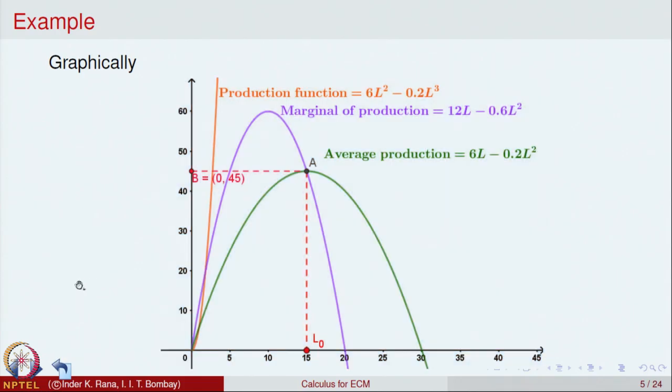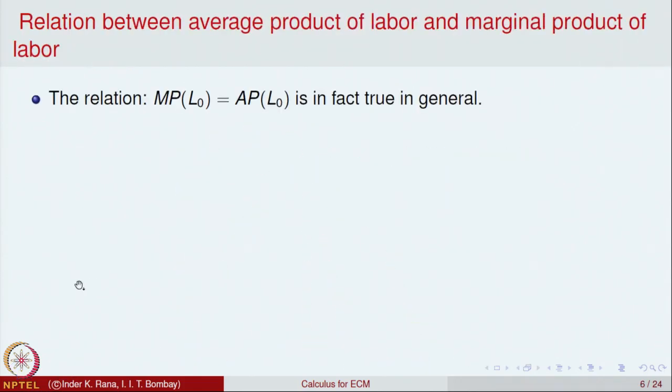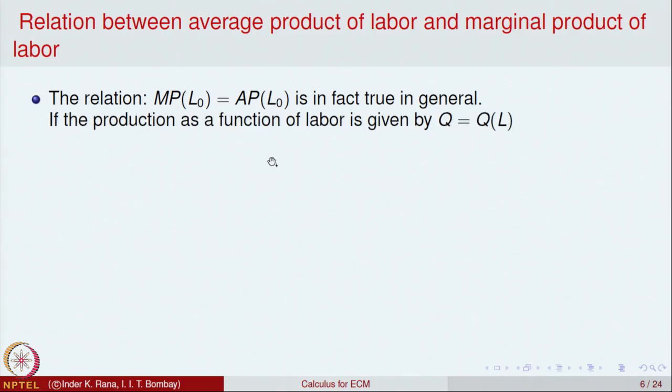Right. So, let us go over a bit further. Let us find the relation between the average product of labor and the marginal product of labor. The relation which we just now studied for the particular example, that marginal product of labor is equal to average product of labor, is in fact an equality which is true in general, not necessarily only for this example. So, let us look at that scenario.